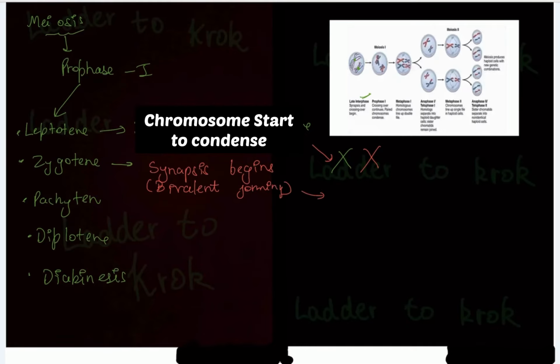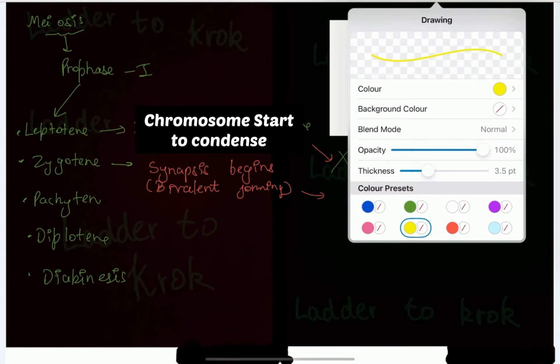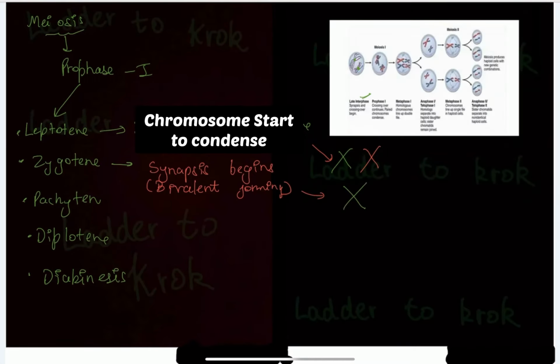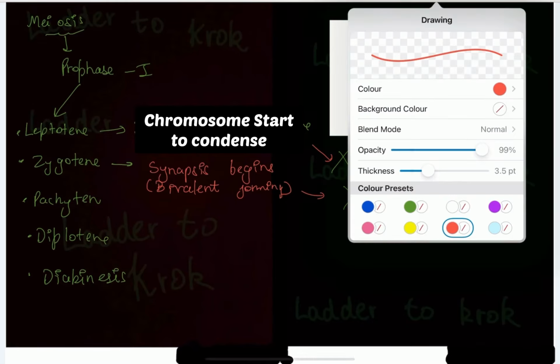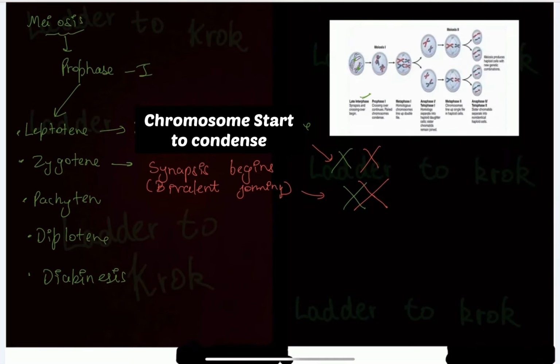Now these two chromosomes will transfer some data to one another. They come close to each other like this and overlap. So this is synapsis beginning. In this overlapping, they are transferring or sharing their information, exchanging information from one to another.